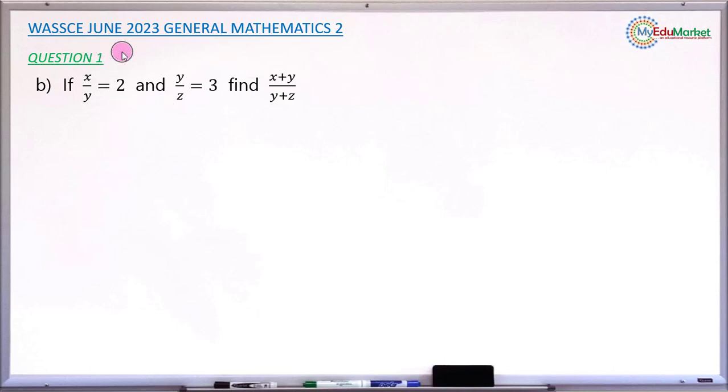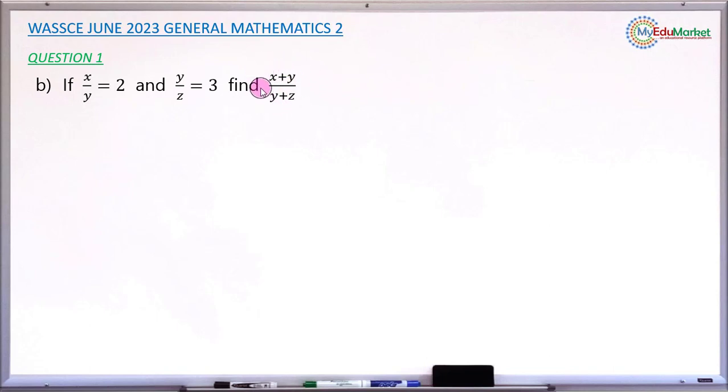This is WAEC June 2023 General Mathematics Paper 2, and we're answering question number 1b. The question reads: if you have fraction x over y, which takes the value 2, and you have another fraction y over z, which has the value 3, find the value of the fraction with x plus y as its numerator and y plus z as its denominator.